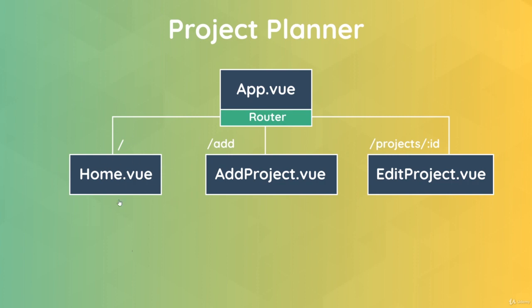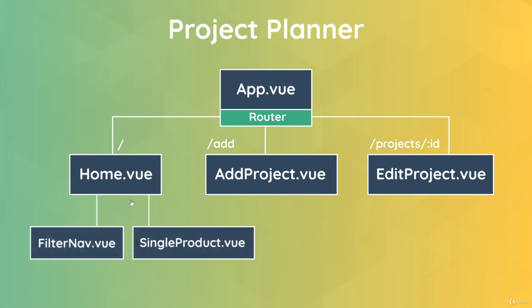Now, nested inside the home component, there will be two more. We have the filter nav. That will be the navigation at the top of the list of projects, and if we want to filter them by completed or ongoing, we can use that. We also have the single project component, and that will represent a single project in the list. Finally, we're also going to have a navbar component at the top of the app component as well.